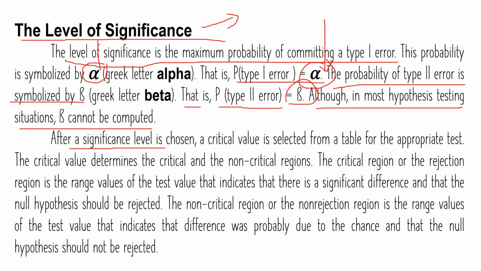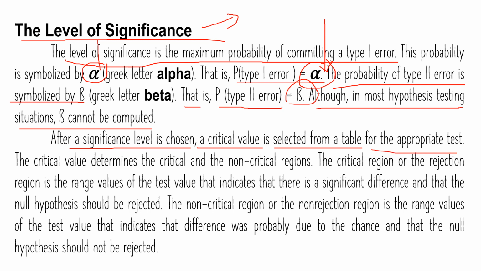After a significance level is chosen, a critical value is selected from the table. That's why we are using your Z table, your T table. It will depend on what type of research we are dealing with, whether that research needs a Z test or T test, your F test, and other tests in statistics. It will depend on the needs given in the problem.